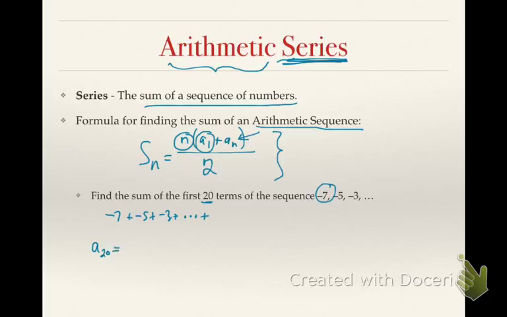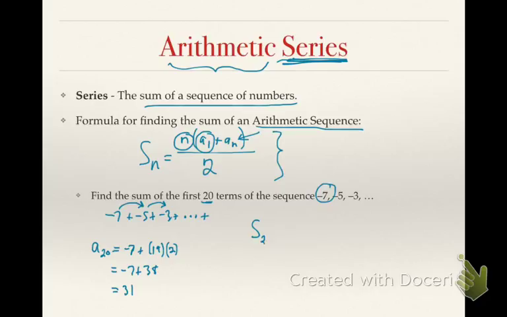The formula is the first term, which is -7, plus n minus 1, which is going to be 19, times the common difference. Now notice the common difference, what am I doing each time? I'm adding 2 to get to the next term. So 19 times 2 gives us 38. So -7 plus 38 gives us 31. So the 20th term is going to be 31. Now I can find the sum of the sequence.